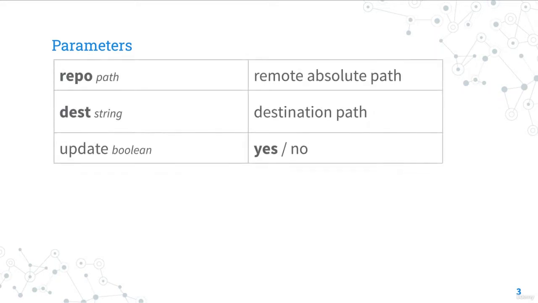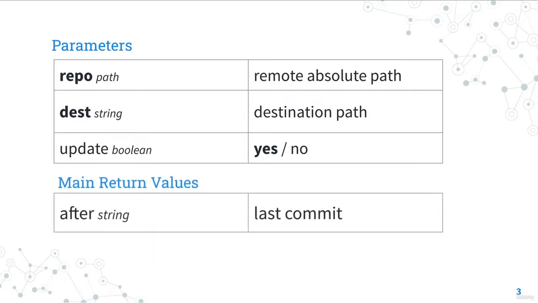The parameter list is pretty wide, but I will summarize the most useful options. The only required parameters are repo and dest. Repo specifies the source repository URL. Dest specifies the destination path. The update parameter retrieves new revisions from the already synced origin repository. The most interesting return value is after, which contains the latest commit after the update process.